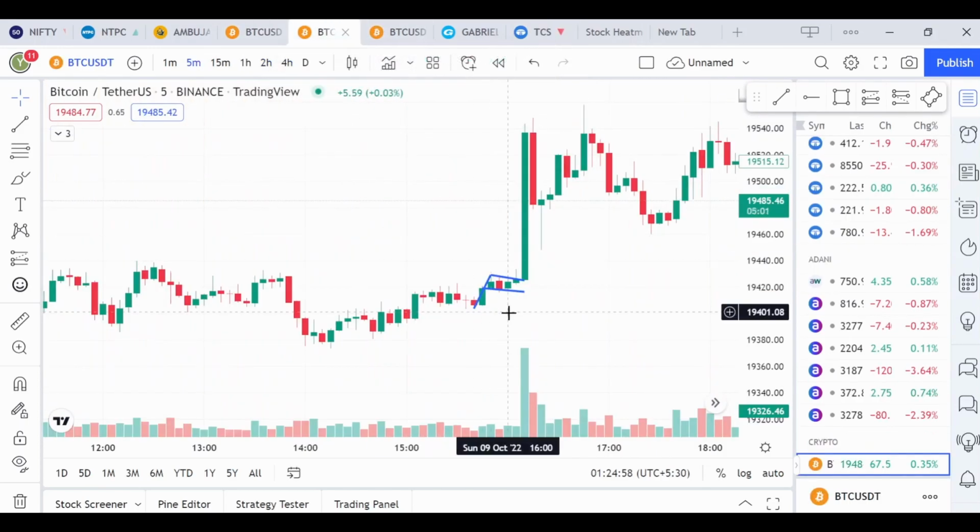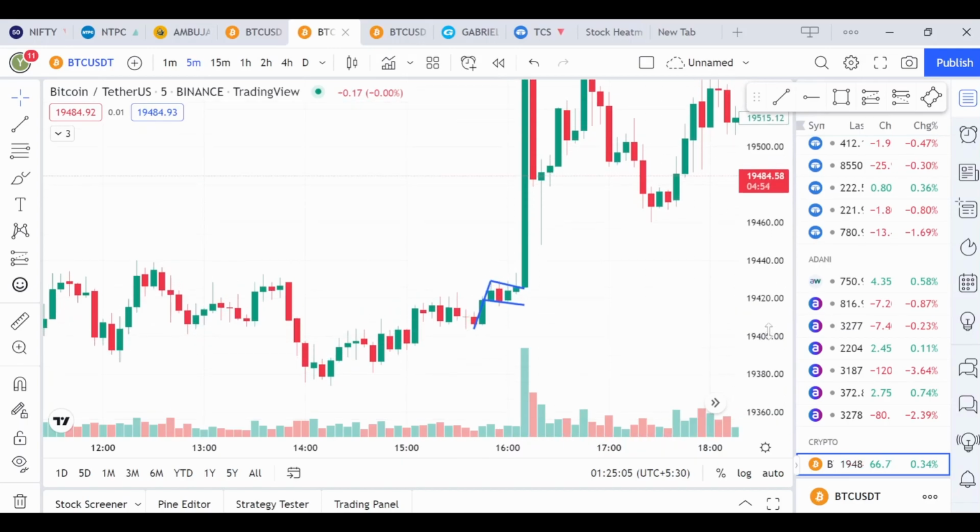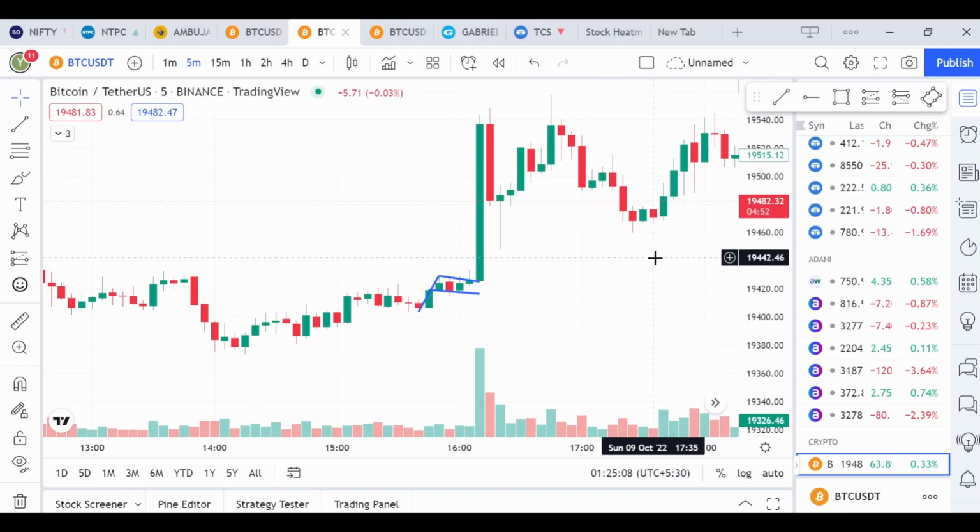As you can see here, the flagpole pattern, this pattern looks very small and some people might even laugh at it, but I was able to identify it, and I was also able to trade it.